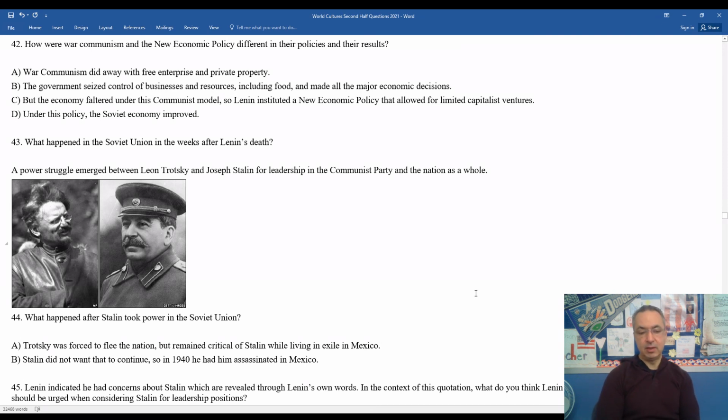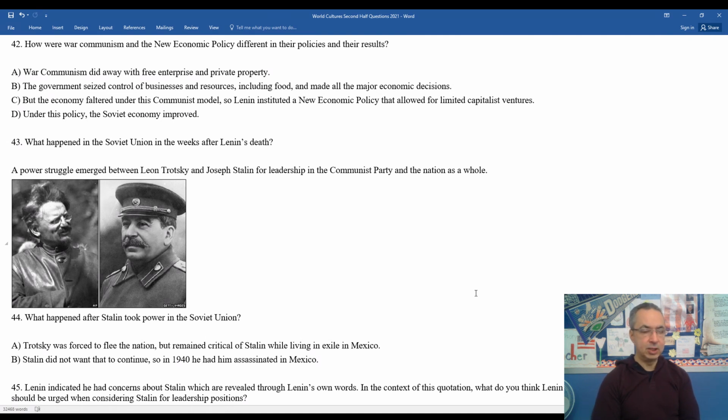What happened after Stalin ousted Trotsky and took power? Trotsky was forced to flee the nation, but remained very critical of Stalin while living in exile in Mexico. Stalin got irritated, agitated, and upset, and he wasn't the type of person to accept that very nicely. So in 1940, after getting sick of hearing Trotsky's criticism, he had him assassinated in Mexico.